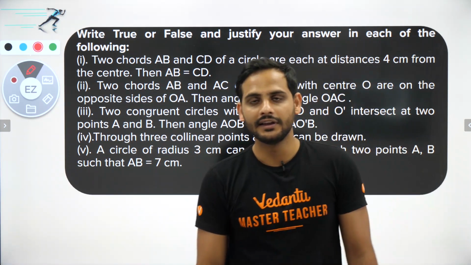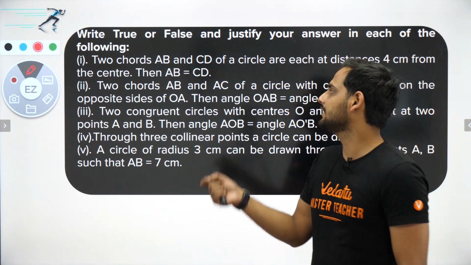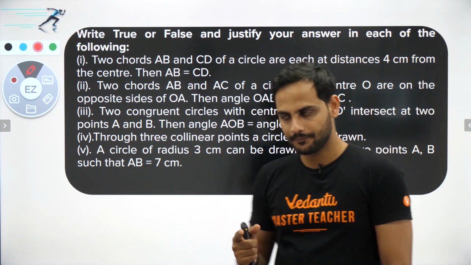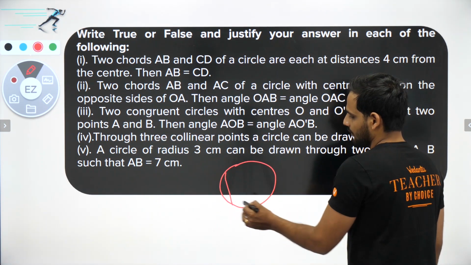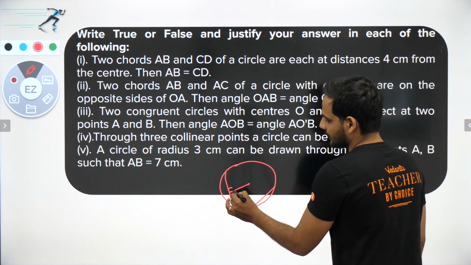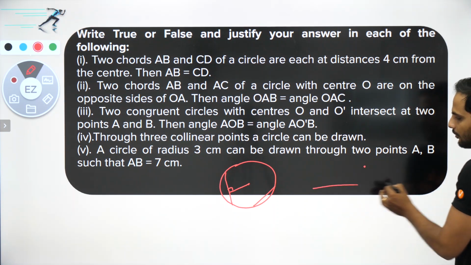This is a theorem. If two chords are equidistant from the center, both the chords will be equal. What do I mean? If you draw two chords, let us say one chord is this, one chord is this. This is the center. Always remember, distance of a point from a line.